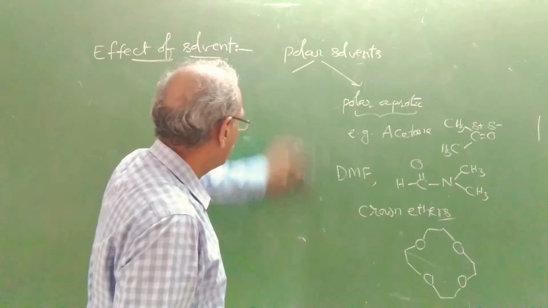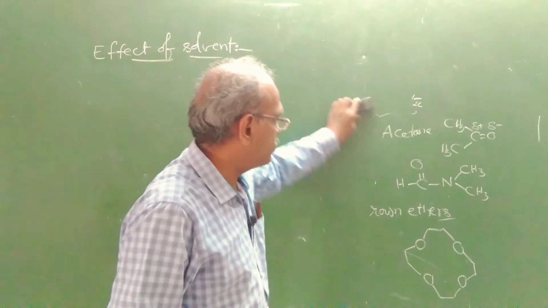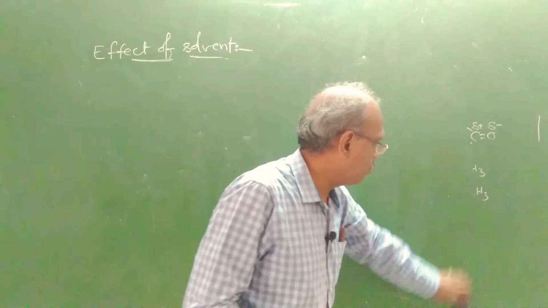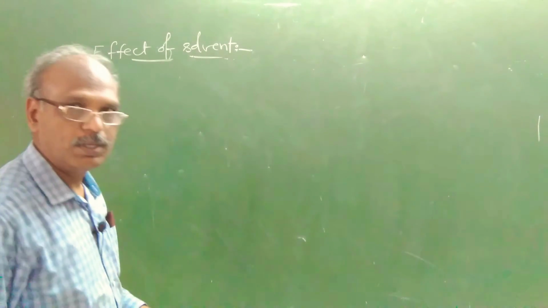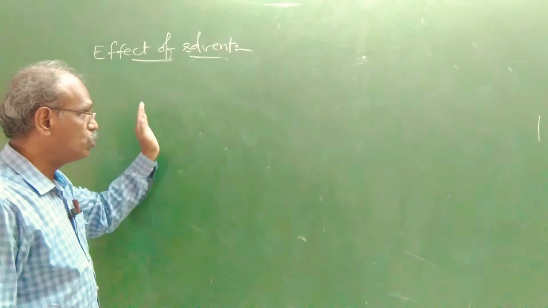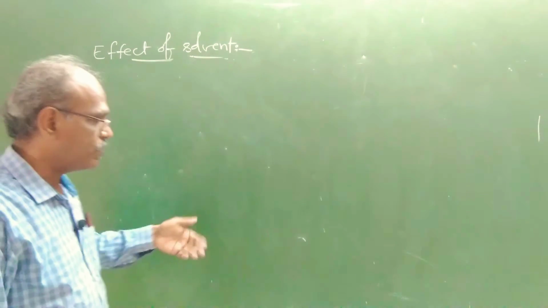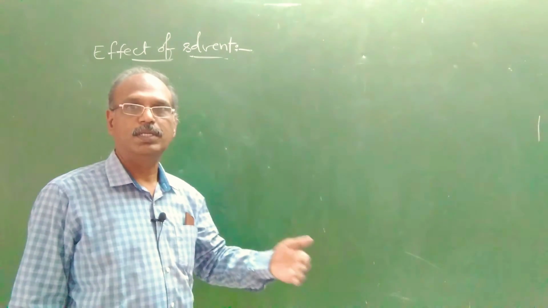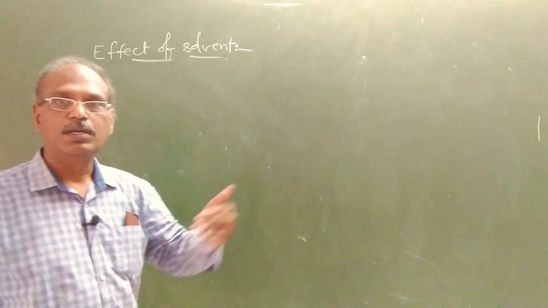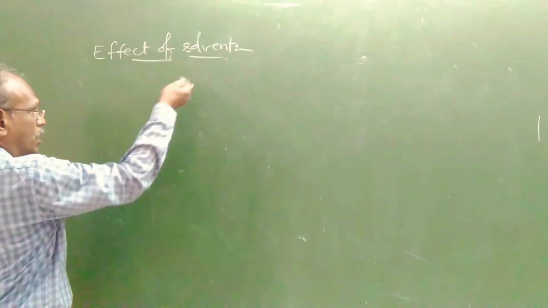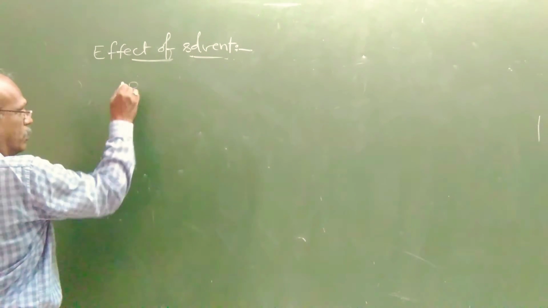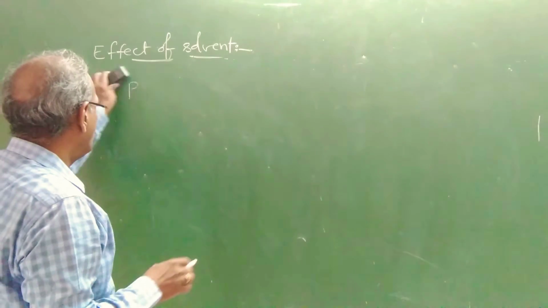Now let's see the effect of these solvents on the nucleophilicity of species. See, this is also very much useful in predicting the products. The solvent also plays a role in the formation of a product. Okay, that's fine. Now see, let's take polar protic and aprotic solvents.